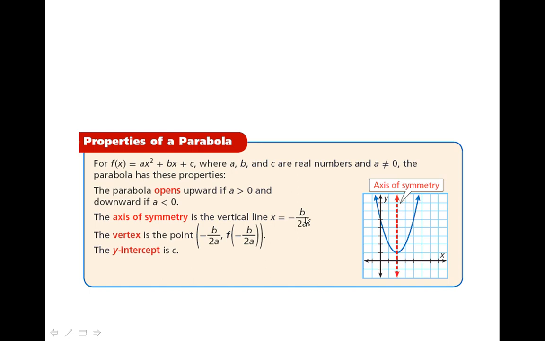So once we know the axis of symmetry, you plug that in for the x value of the vertex, since the axis of symmetry goes through the vertex. And then we just take that number and plug it back into the equation to get the y value. And then the y-intercept is just the last number, the plus c.